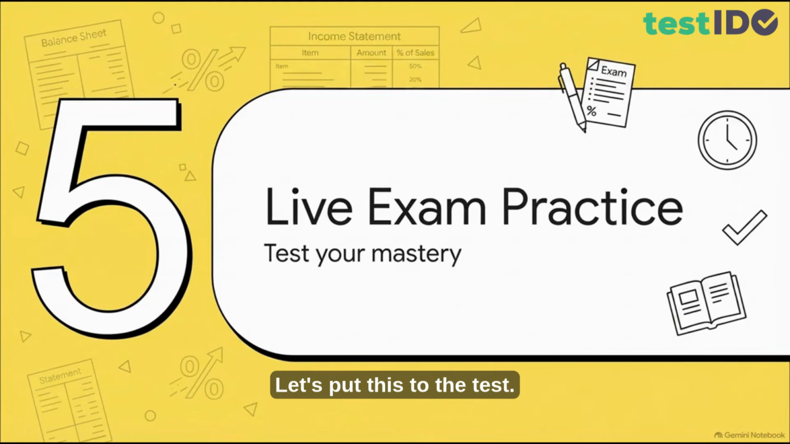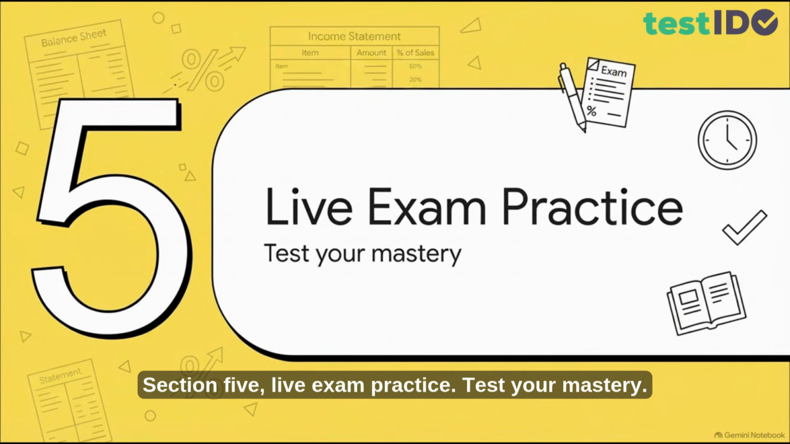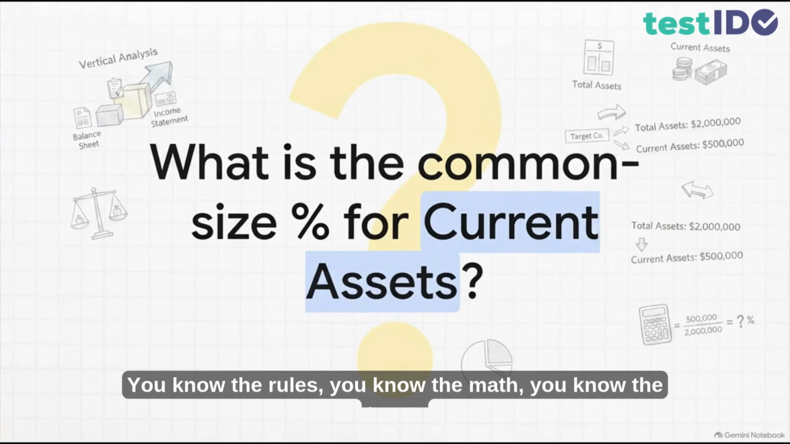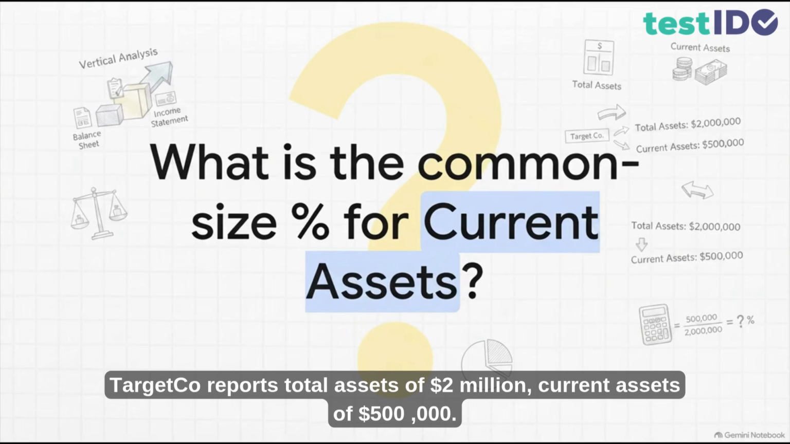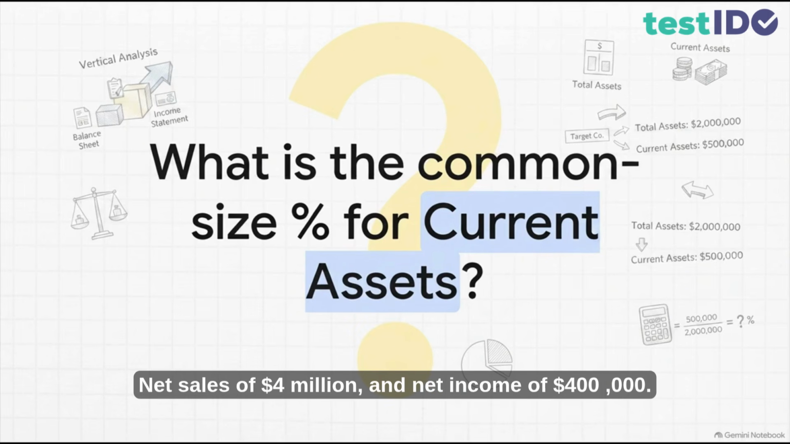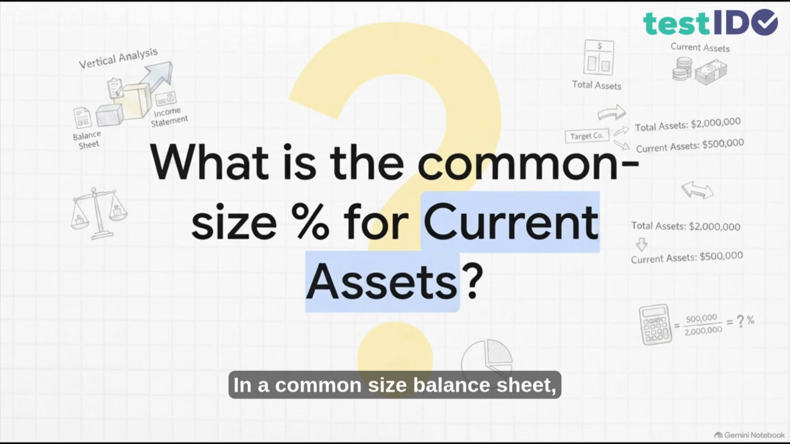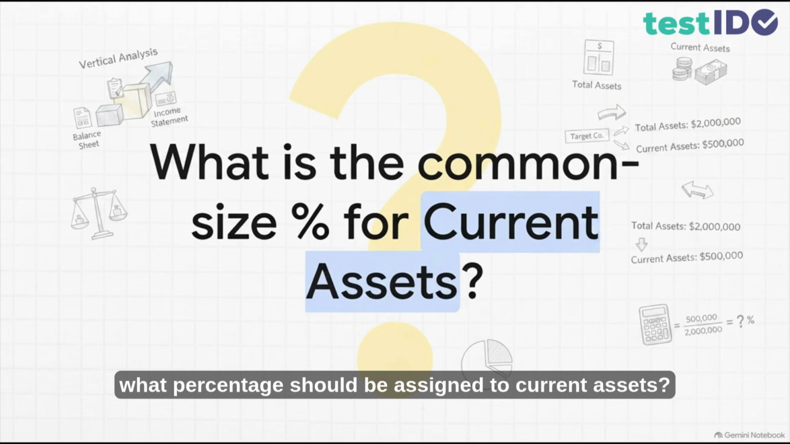Let's put this to the test. Section 5, Live Exam Practice. Test your mastery. You know the rules, you know the math, you know the traps. Let's do a real exam-style scenario. Target Co. reports total assets of $2 million, current assets of $500,000, net sales of $4 million, and net income of $400,000. In a common-size balance sheet, what percentage should be assigned to current assets? Just take a quick second to process those numbers.